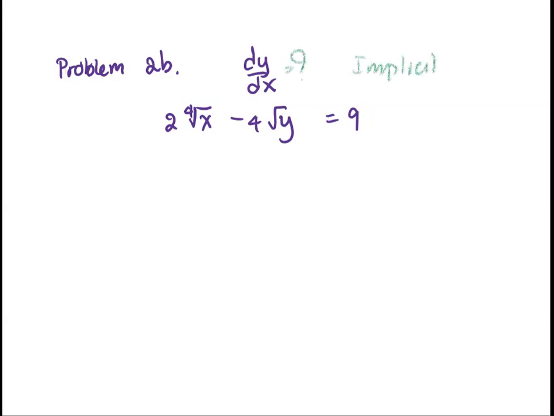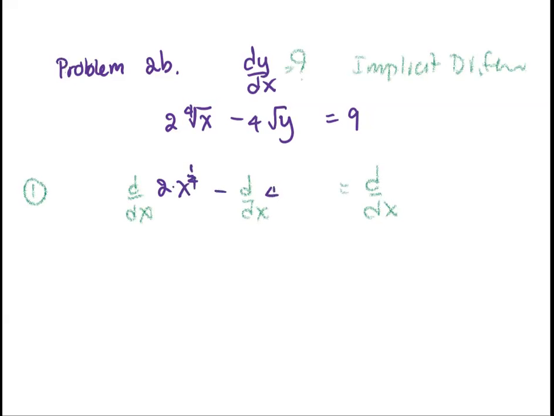Implicit differentiation. Step number 1, we're going to find the derivative with respect to x of all terms. So 2, and we write the fourth root of x to be x to the power 1 over 4. The square root as the power 1/2.